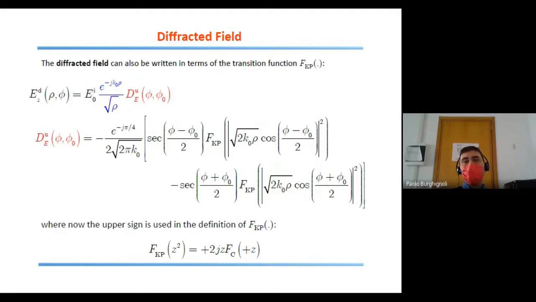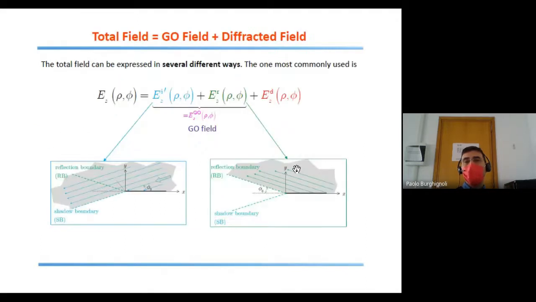That is because now the diffracted field is discontinuous, and the transition function is evaluated with these output values in the arguments, and this makes the diffracted expression discontinuous at the reflection and shadow boundaries. However, the discontinuity of the diffracted field is equal and opposite to that of the geometrical optics field, so all in all, there is a perfect compensation. Okay.